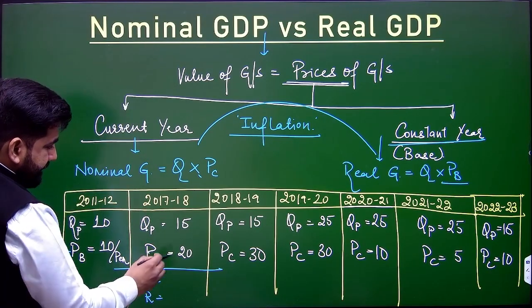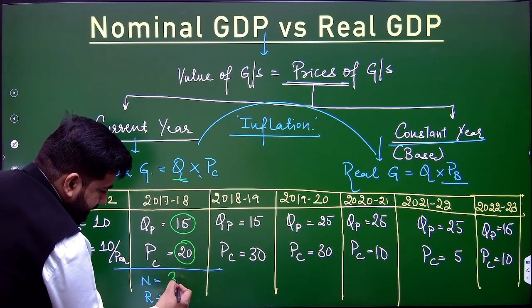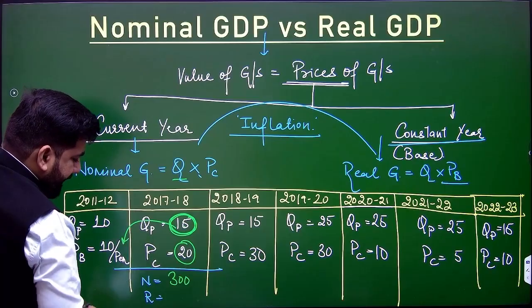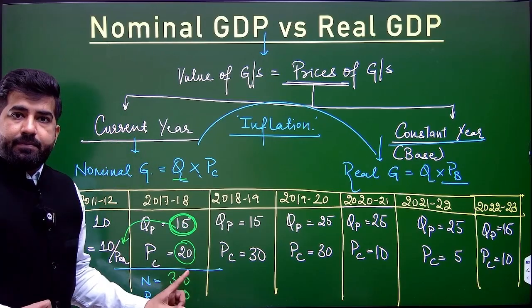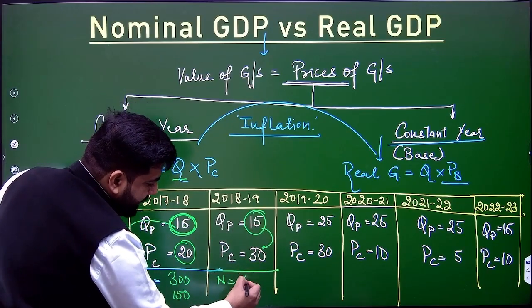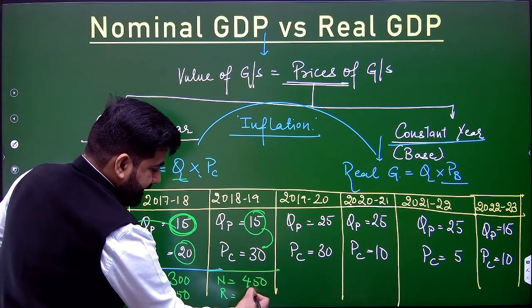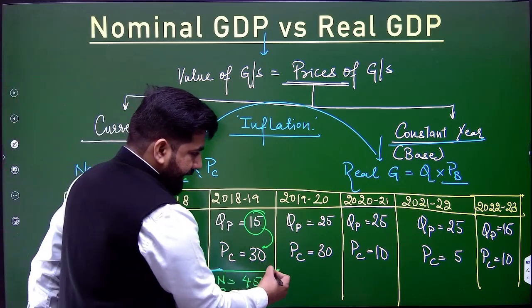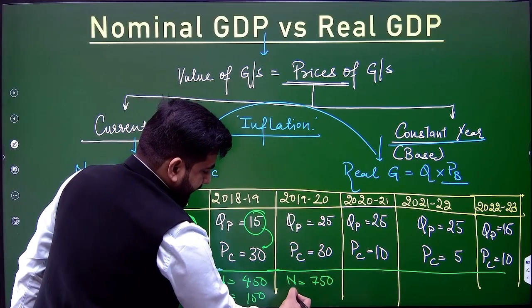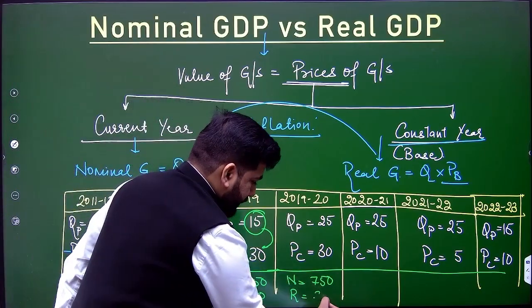Nominal GDP is quantity into price of the current year. So 15 into 20, 300. What about real GDP? Real GDP is quantity 15 into the prices of some base year, that is 150. Clear? Next, again, nominal GDP here is 15 into 30. How much? 450. But what about real GDP? 15 into 10, 150. Next, I'll tell you the observations, don't worry. Nominal GDP here, 25 into 30, 750. And what about real GDP here? Real GDP will come out to be 250.